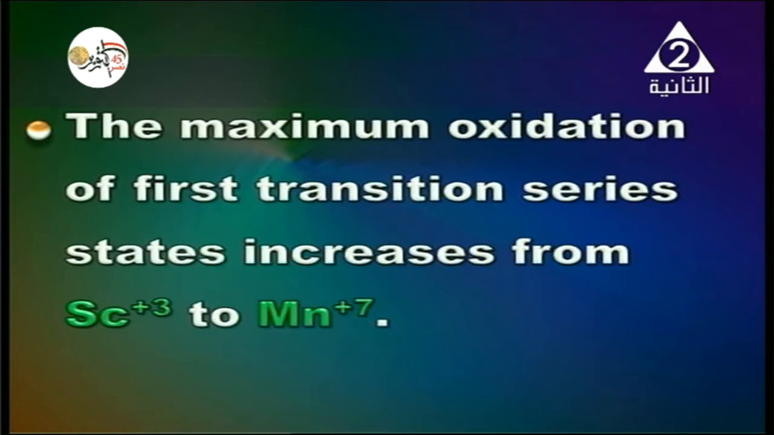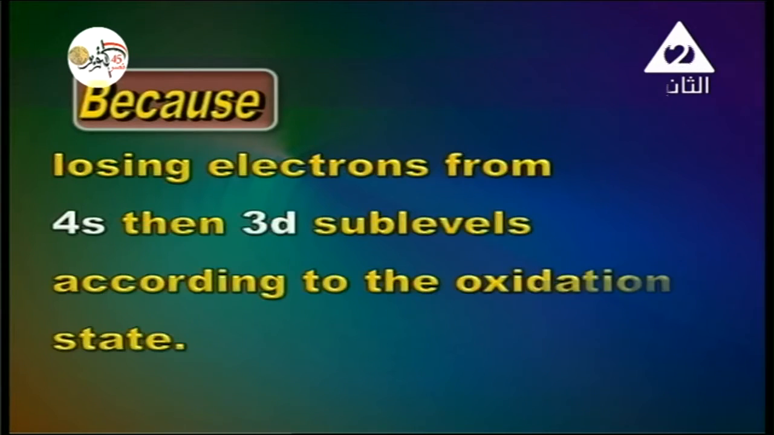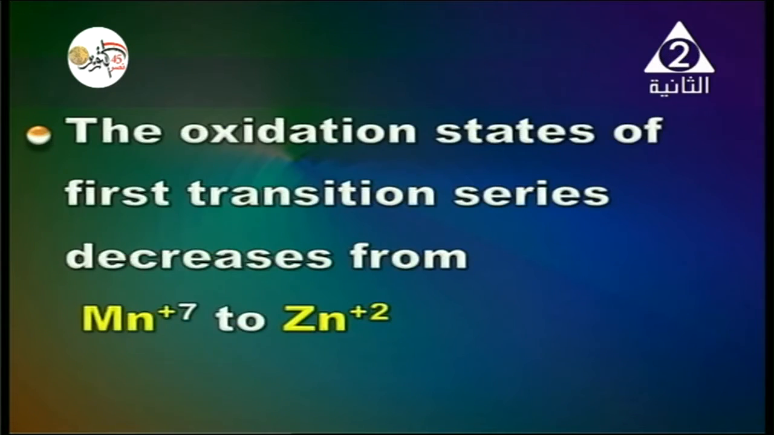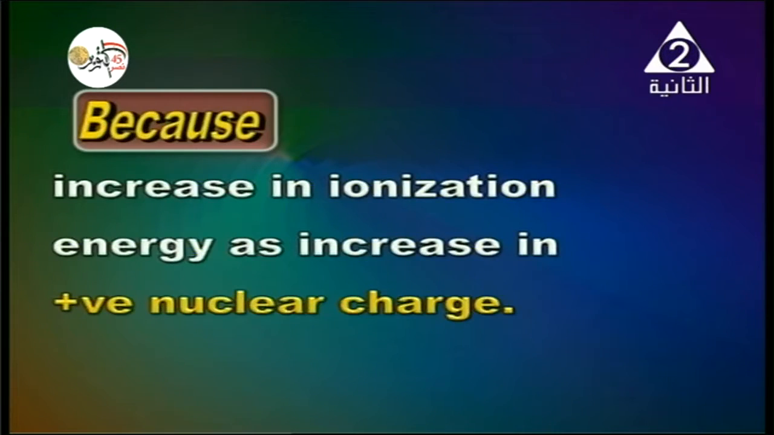Next point. The maximum oxidation states of the first transition series increase from scandium to manganese positive 7. The reason for that, because of losing electrons from 4s, then 3d sublevels according to the oxidation state. Next point. The oxidation states of the first transition series decrease from manganese positive 7 to zinc positive 2. The reason for that, because of the increase in ionization energy as the positive nuclear charge increases.